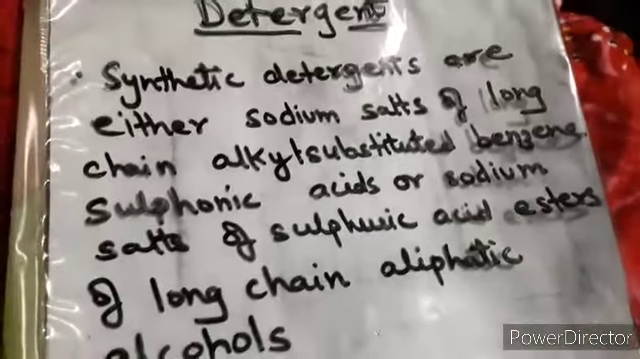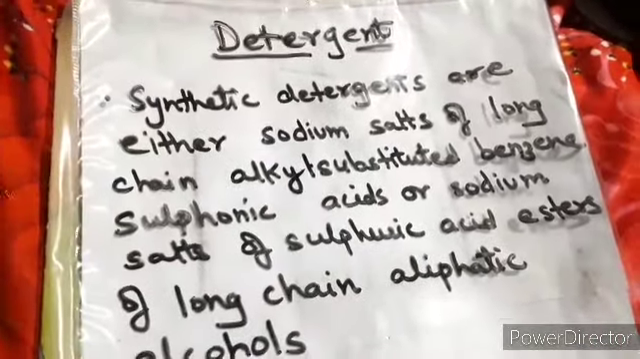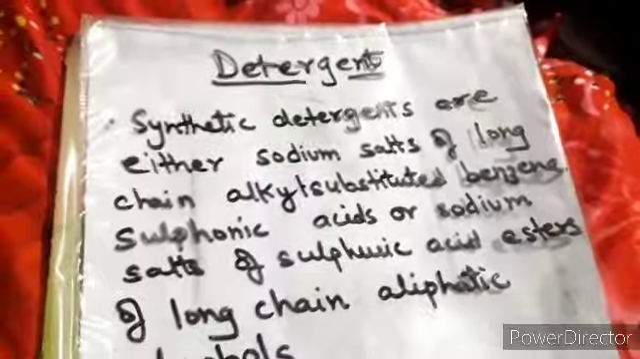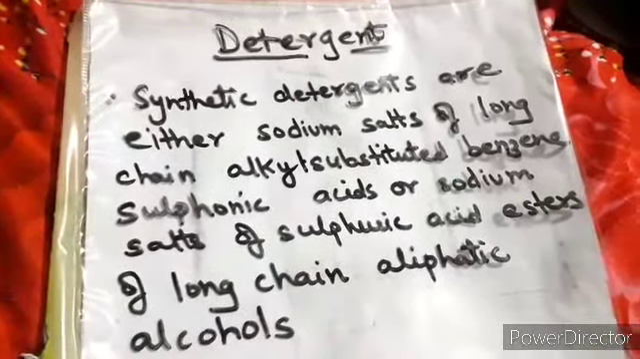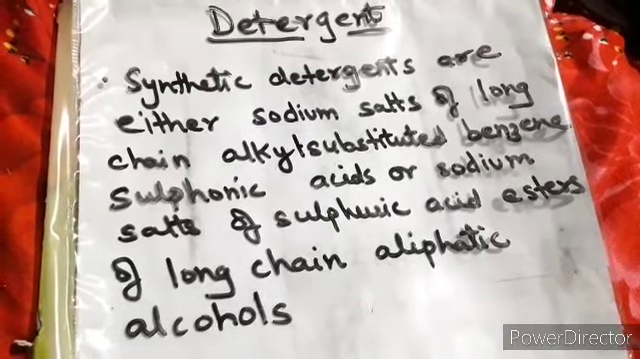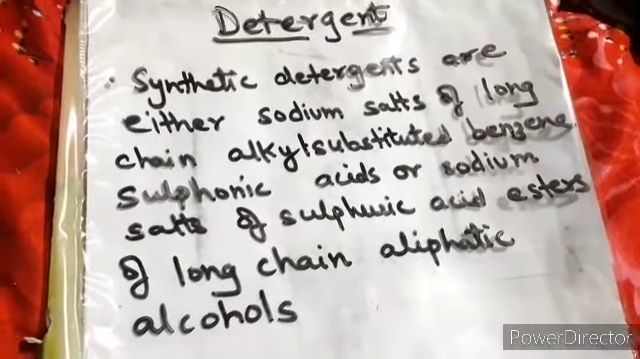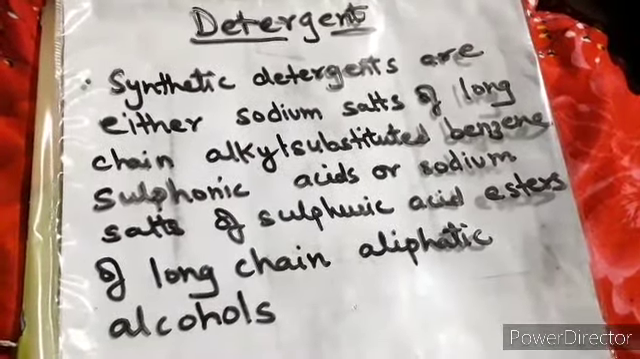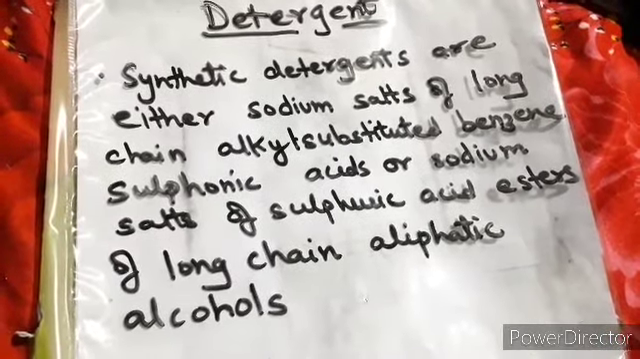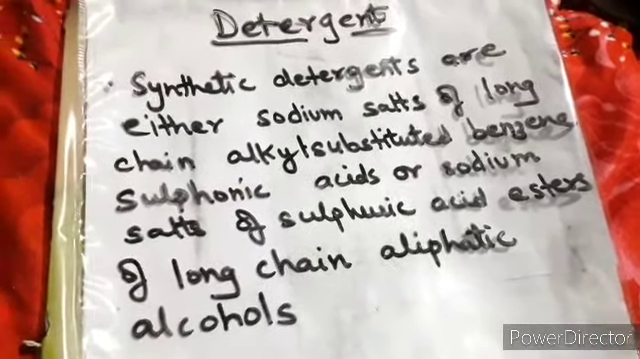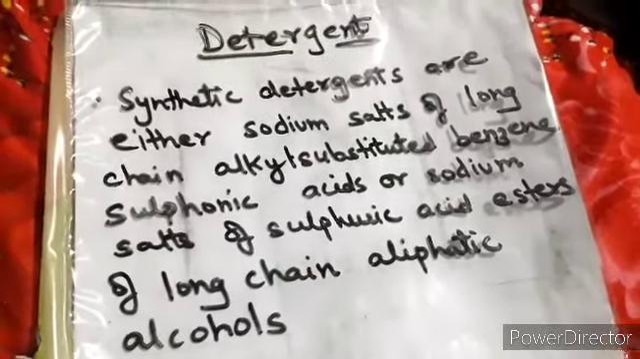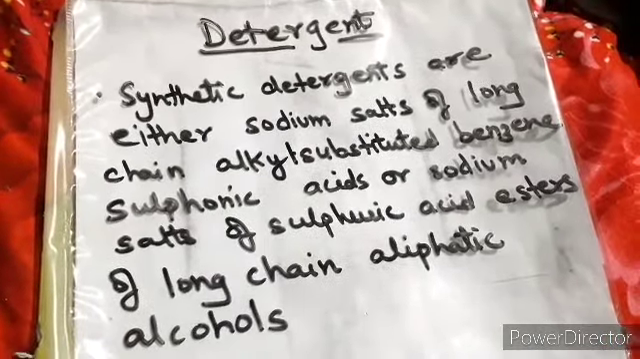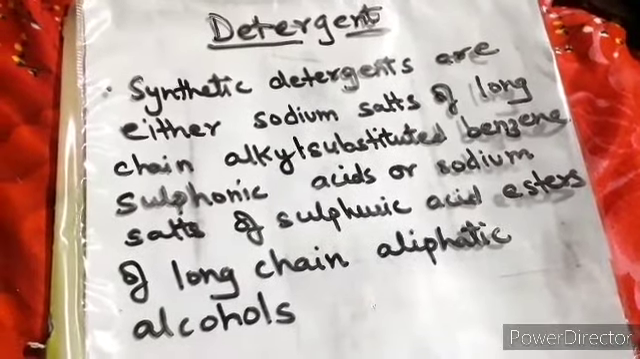So synthetic detergents are either, I've written the definition, the sodium salts of long chain alkyl substituted benzene sulfonic acids, or sodium salts of sulfuric acid esters of long chain aliphatic alcohols. Now you must be thinking, so difficult terminologies used, right? It's a bit difficult terminology, but you have to remember that.